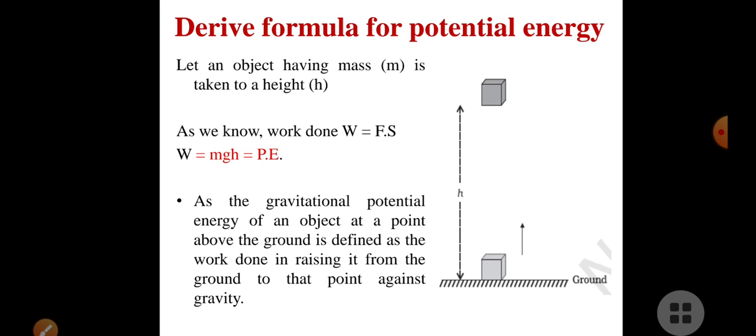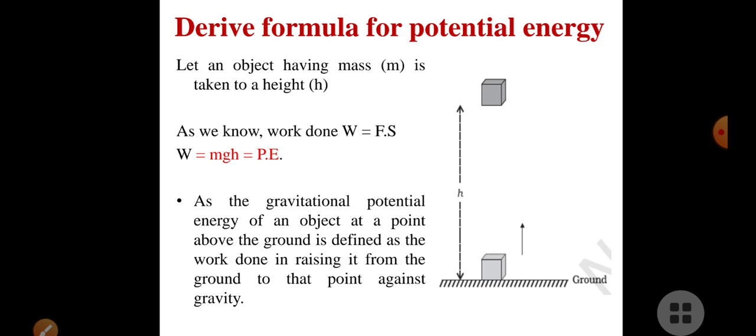It's a one-line derivation only. W equal to Fs, and we convert F into mg and s into h. So W equal to mgh, and this work is stored in the form of potential energy. Okay, now here is the definition of gravitational potential energy.